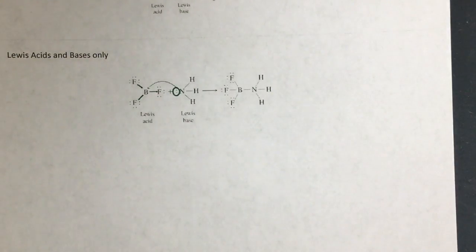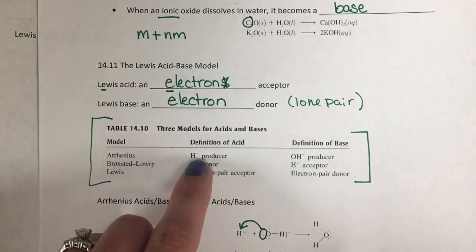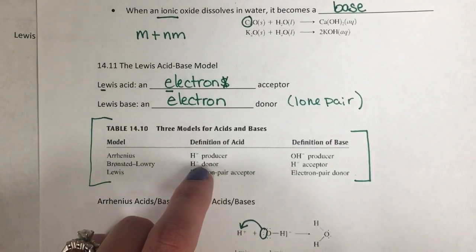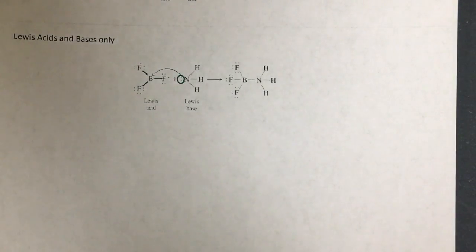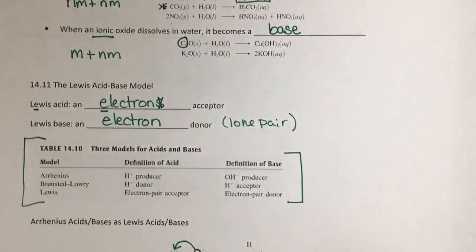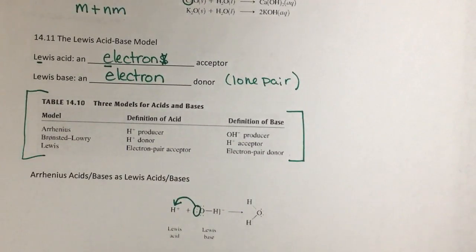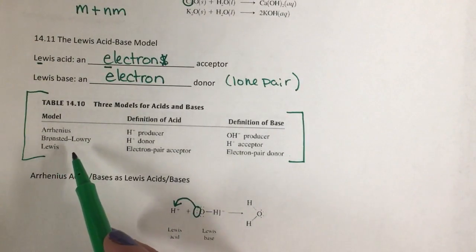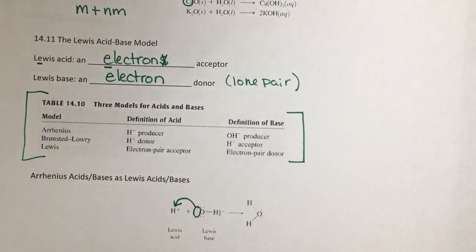If I look at the other categories, though, this does not produce H pluses. It is not an Arrhenius acid. It is not an H plus donor. It is not a Bronsted-Lowry acid. The only category it fits is a Lewis acid because it is accepting electrons. Okay? So make sure you can identify this based on the table, without the table, but you need to know these definitions, but make sure you can identify whether it is Arrhenius, Bronsted-Lowry, Lewis, all of them, some of them, but how it fits in.